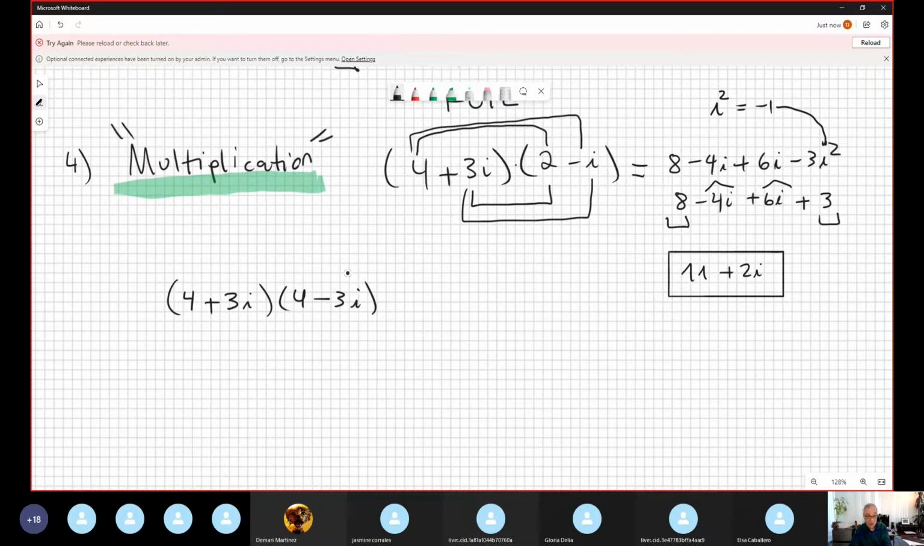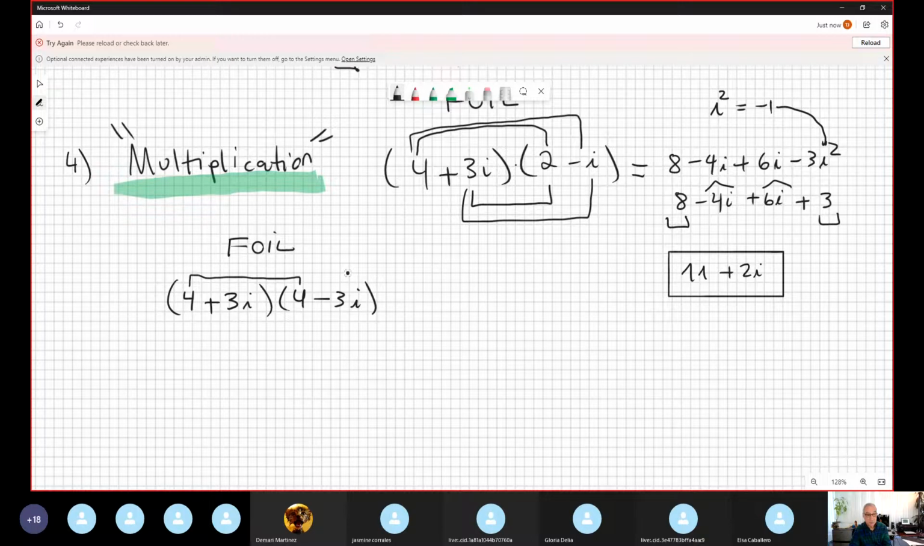You can always apply FOIL at any time. However, I want to explain a super quick FOIL in this particular example in which you have conjugates. I try to do my best.